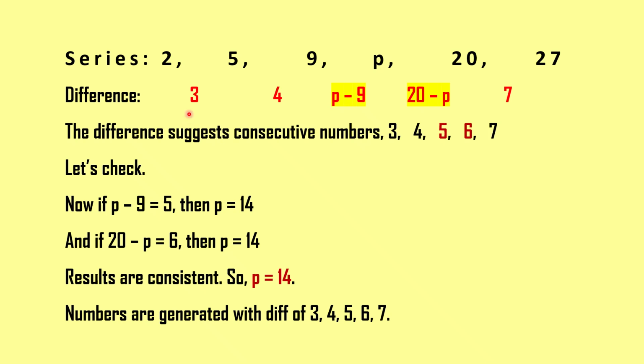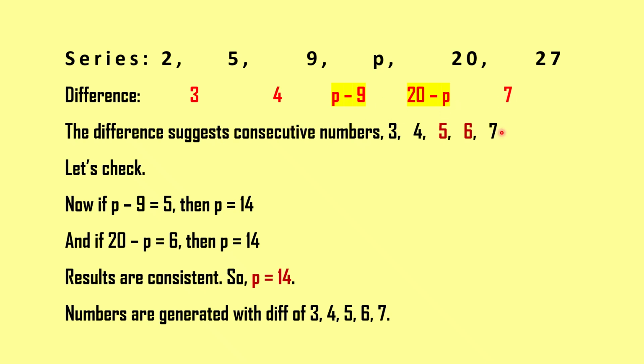Now seeing 3, 4 and then two values and then 7, it readily suggests consecutive numbers 3, 4, 5, 6, 7. 3 and 4 are consecutive numbers, then 2 are missing, and then 7. So the first thing that comes to your head is consecutive numbers 3, 4, 5, 6, 7. So we will test it. This is a hypothesis. It may or may not be true.